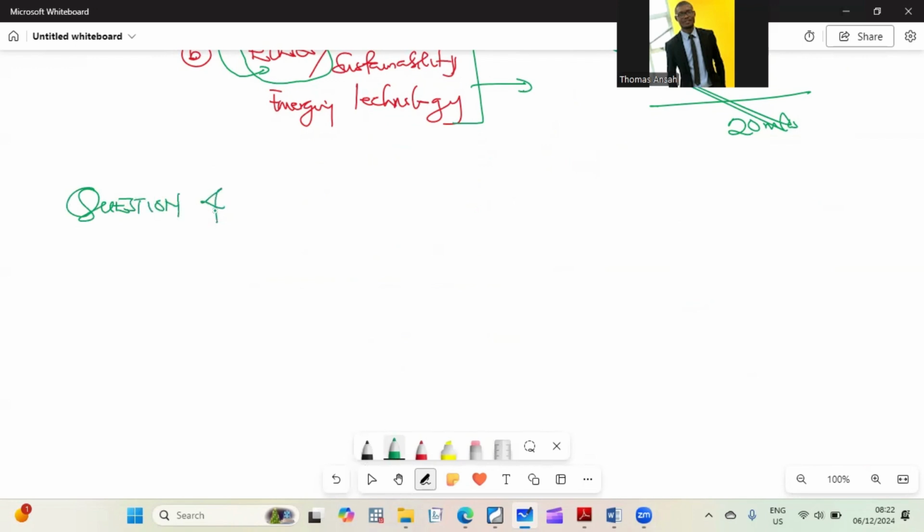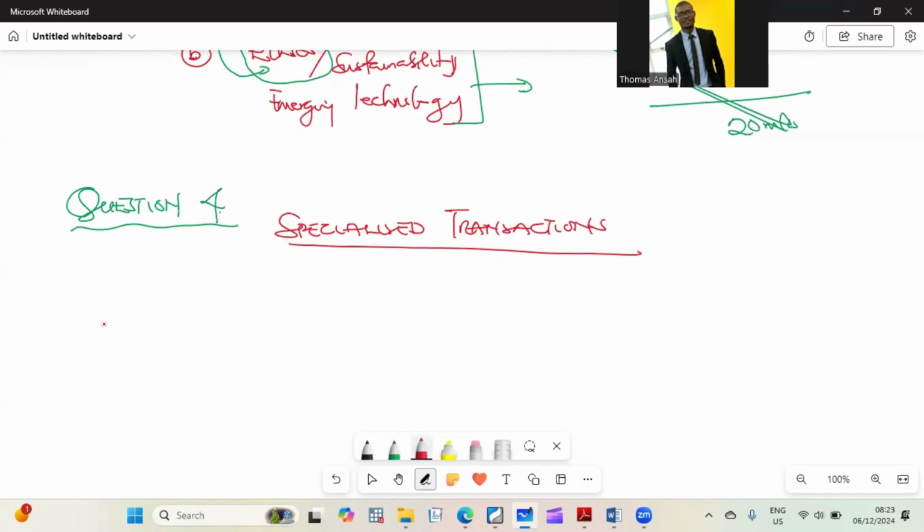And deal with it, because question 4 is all about specialized transactions. Specialized transactions. Now, the specialized transactions are categorized into business reconstruction, then business valuation.